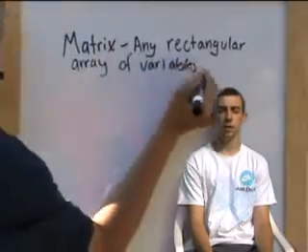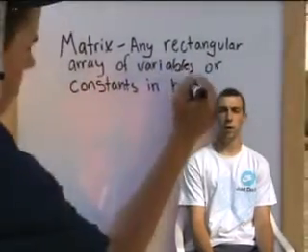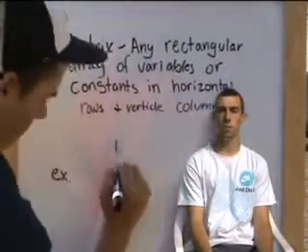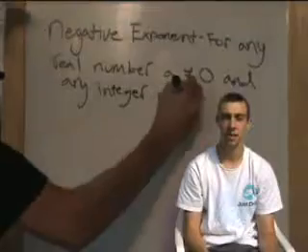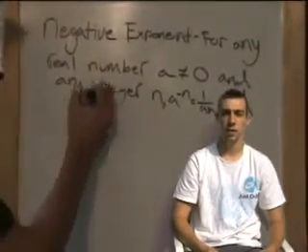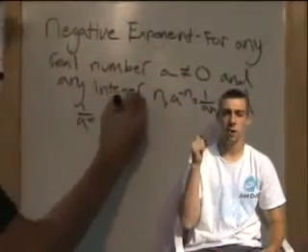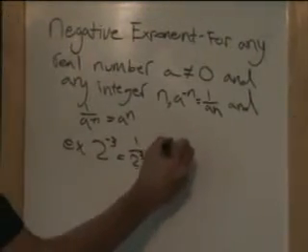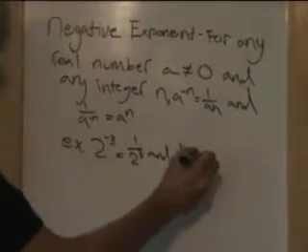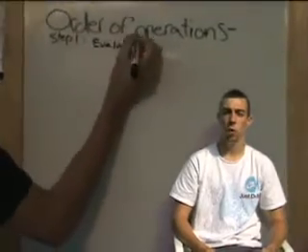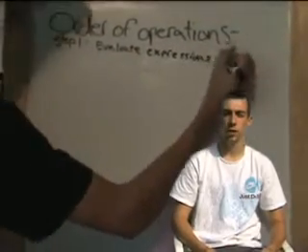L. Like terms: monomials that can be combined. M. Matrix: any rectangular array of variables or constants in horizontal rows and vertical columns. N. Negative exponent: for definition, see whiteboard behind me. O. Order of operations.